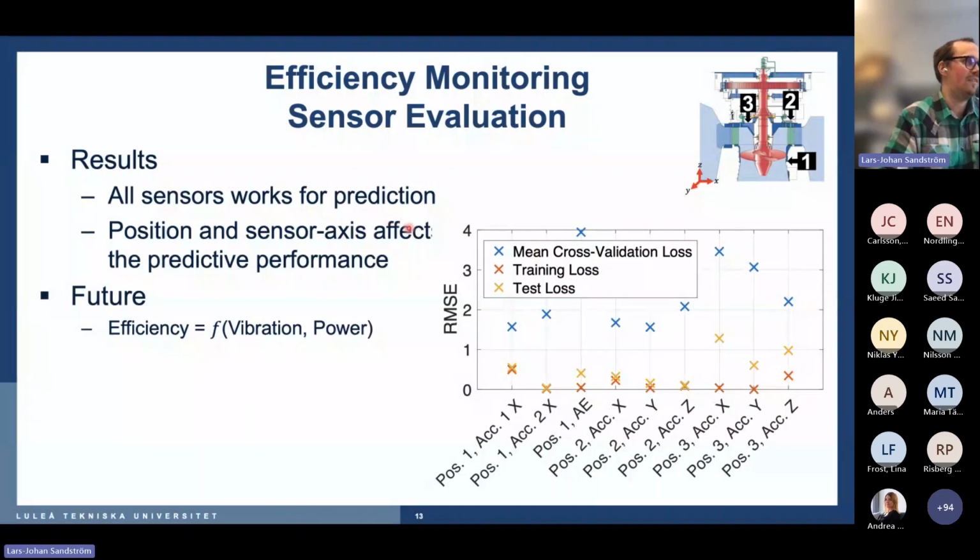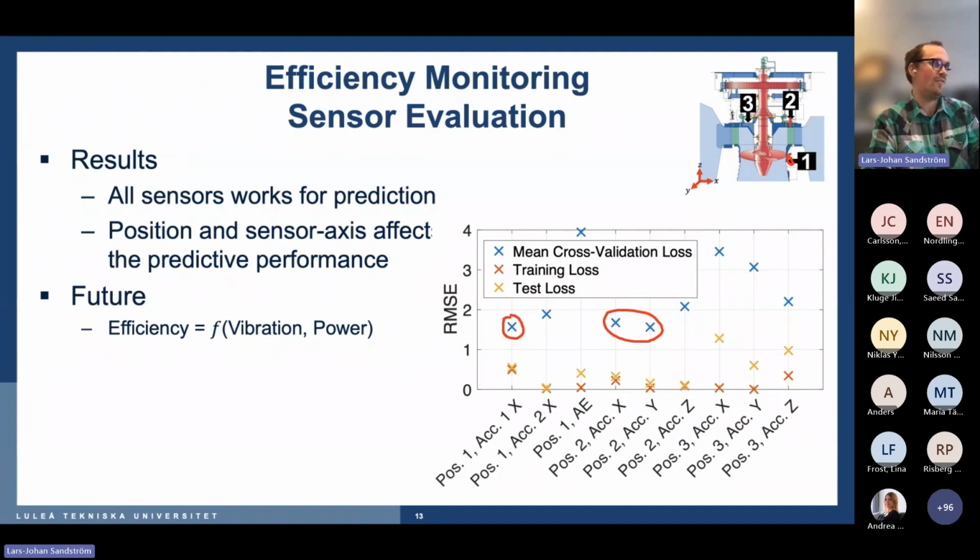From this we could see that all the different sensors worked to predict the guide vane angles, and we have some variations with the sensor axis and also with the placement of the accelerometers. From this plot, you can see that if we look at the blue crosses here, the position near the turbine seems pretty good, and also if we look at these two values, this is on the guide vane axis up here, also seems like the most promising so far.